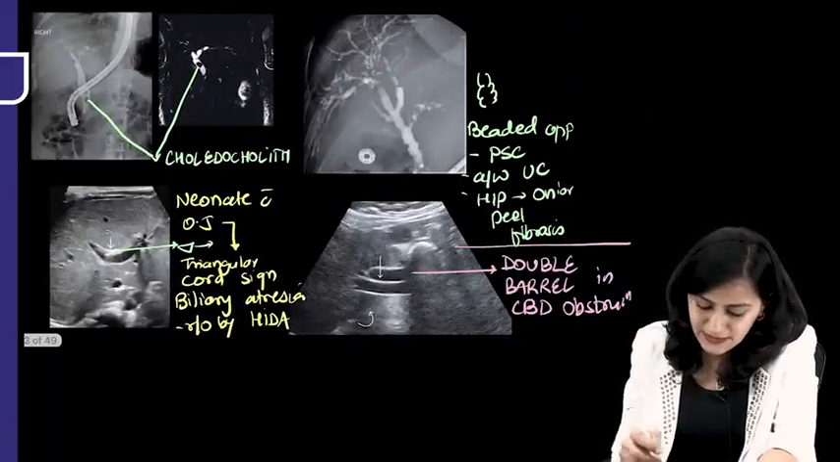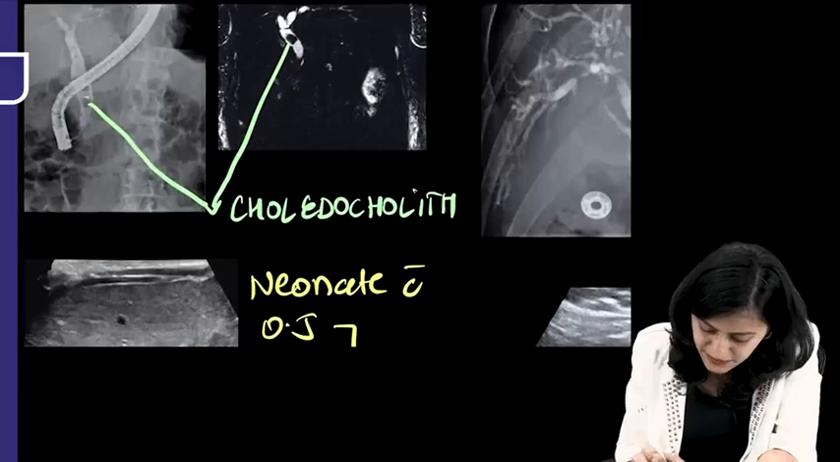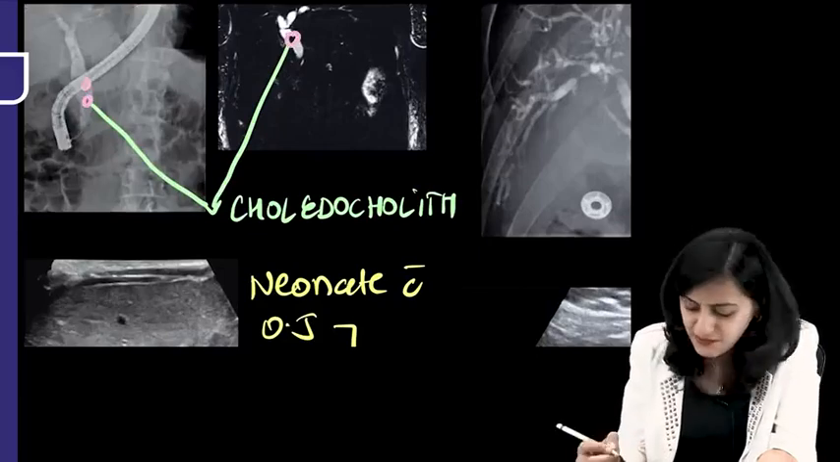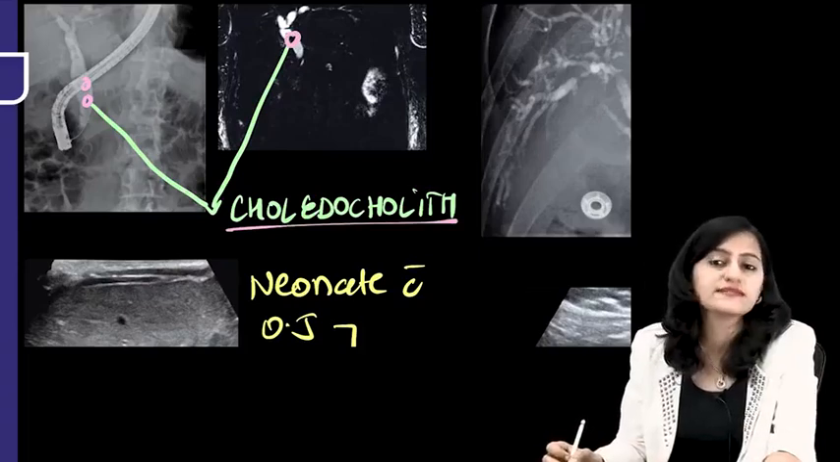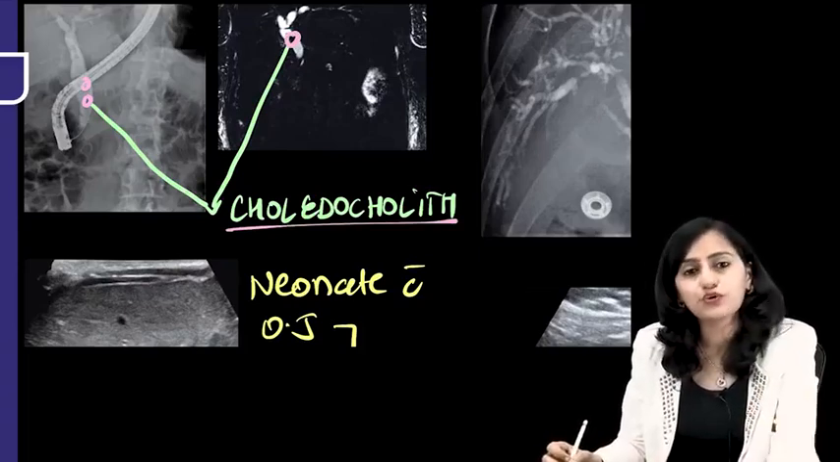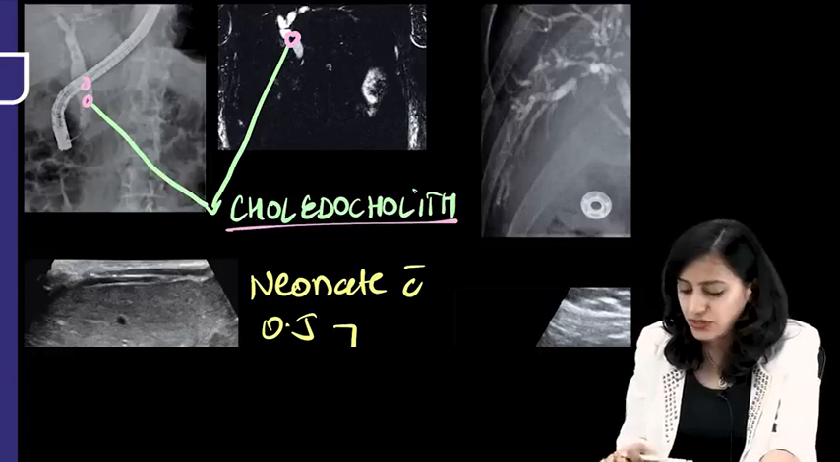Now coming to the bile duct. This is the ERCP, and you are seeing these filling defects. This is the MRCP with the filling defect suggestive of choledocholithiasis, that is, stone in the bile duct.